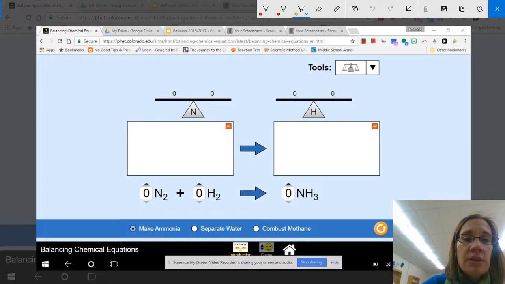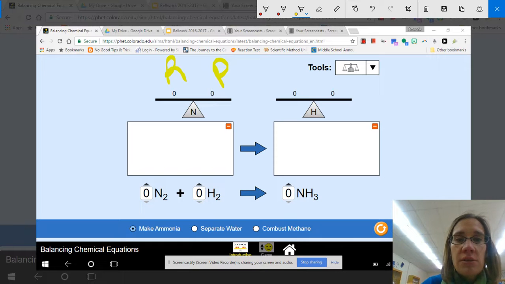So these balances right here tell us where the reactants and the products are. Reactants on this side, products on this side.